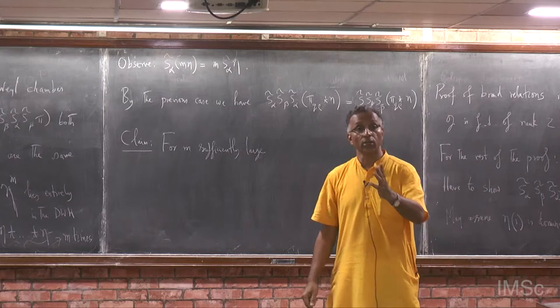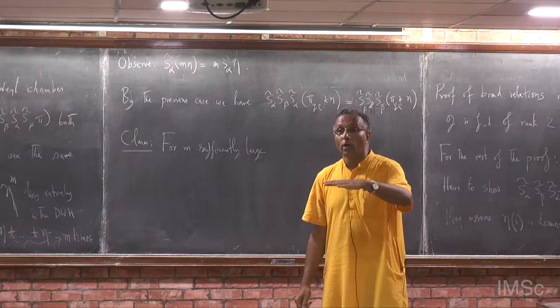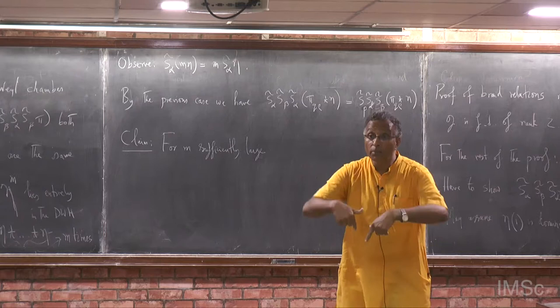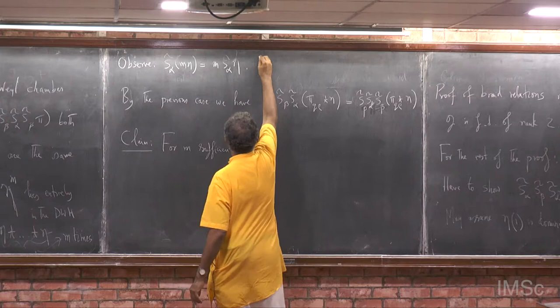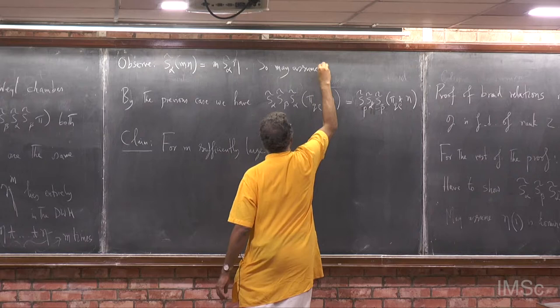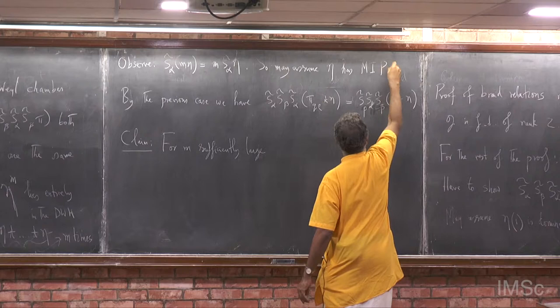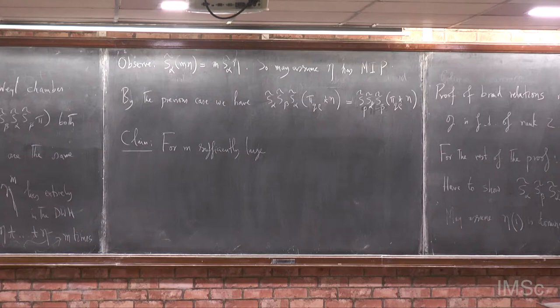And therefore, Lakshmibai Seshadri paths have the property that the minimum is an integer. And therefore, this concatenation will have that property. So we may assume eta has minimal integral, I called it MIP. In everything that follows, we will use this property.